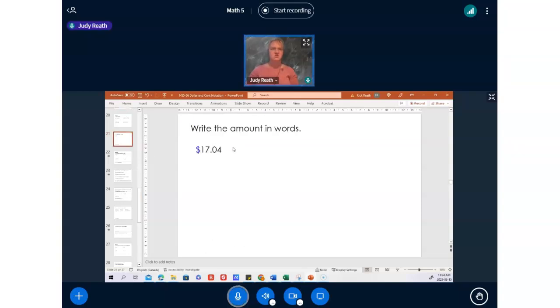Looking at this one, now they want us to write the amount in words. So remember, even though the dollar sign comes before in the dollar notation, when we write it in words, the dollar sign we say after. So we write it the same way that we would say it. We would call this 17, oops, messed the end there, dollars. And remember the decimal sign means and. 4 cents.